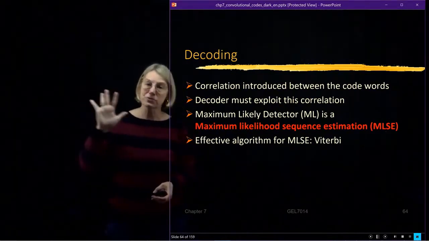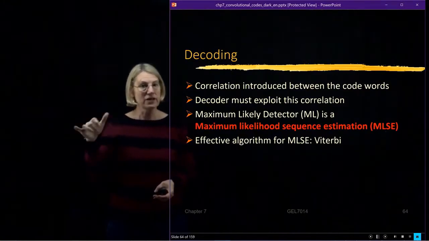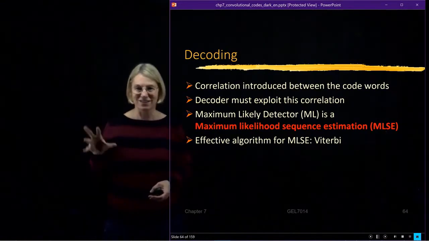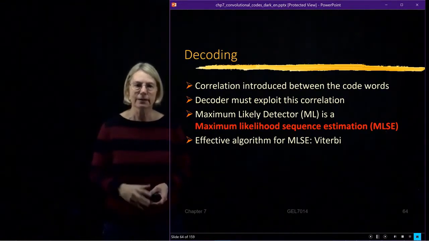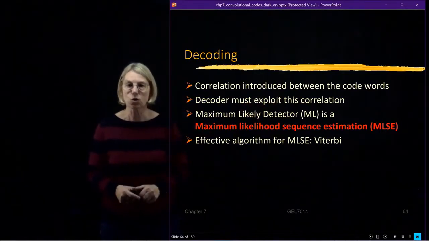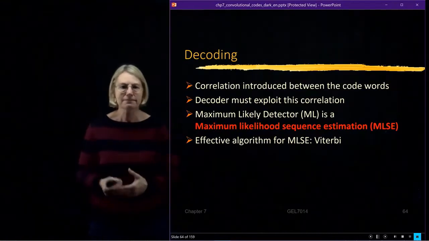The encoder introduces correlation, right? That U1 depends on what 1, 2, and 3 are in the register. So there's a dependency that is introduced, and the decoder exploits this dependency, this correlation, which becomes the structure in the trellis.